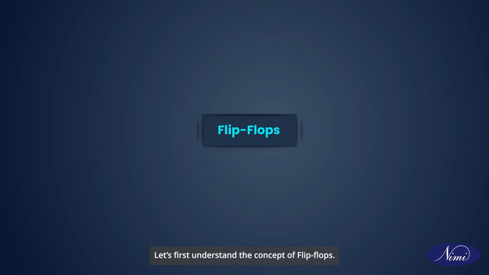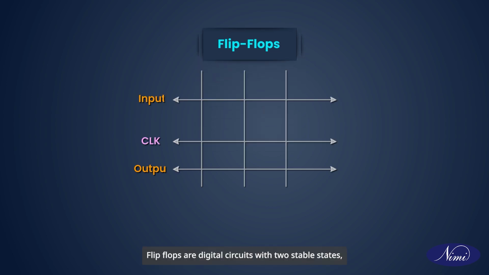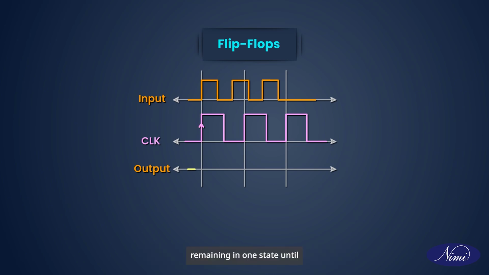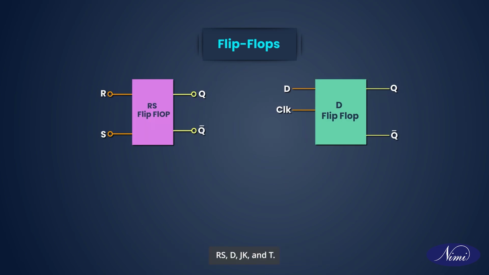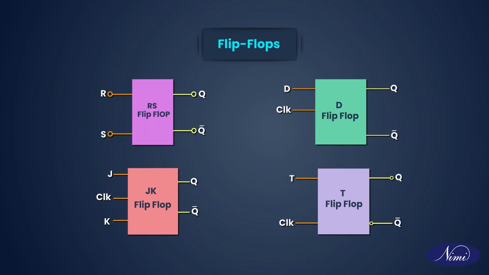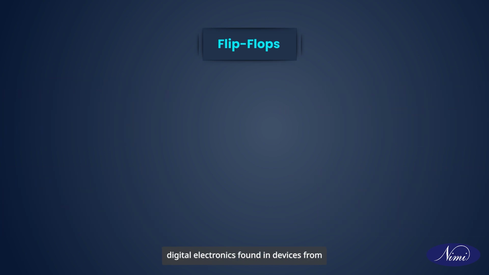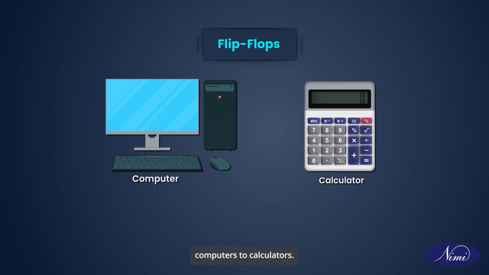Let's first understand the concept of flip-flops. Flip-flops are digital circuits with two stable states, remaining in one state until switched to the other. They are used to store bits of binary data. There are several types of flip-flops including RS, D, JK, and T. Each type has slightly different behavior and triggering methods. They are a fundamental building block of digital electronics found in devices from computers to calculators.